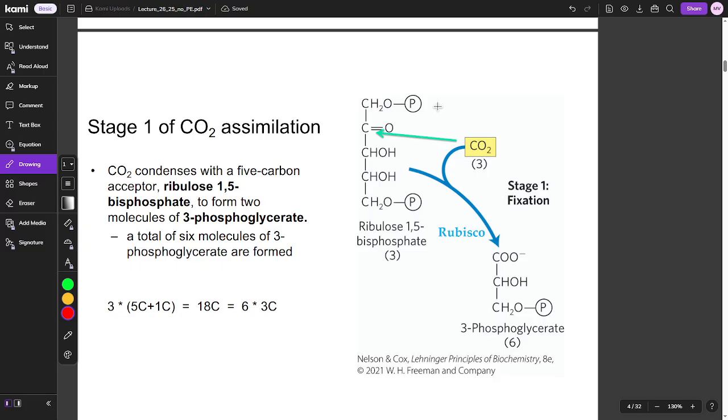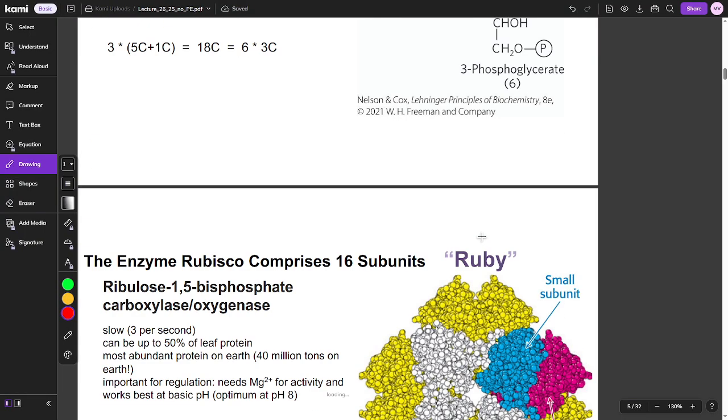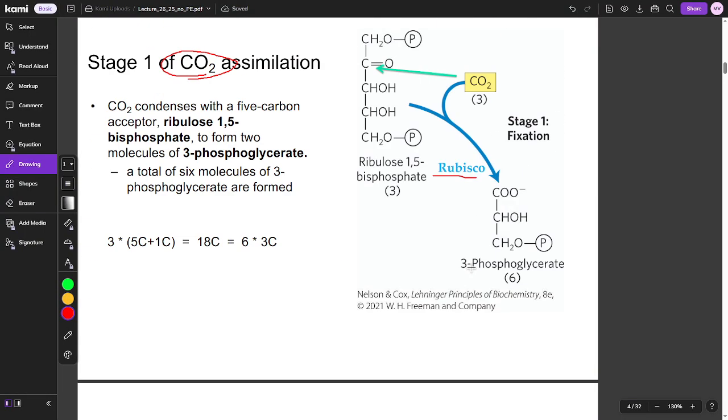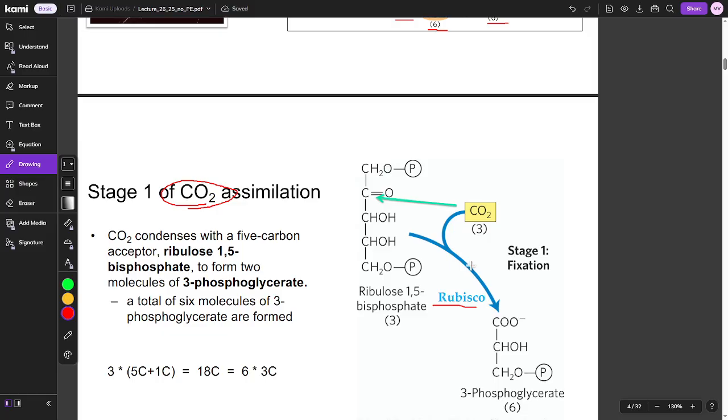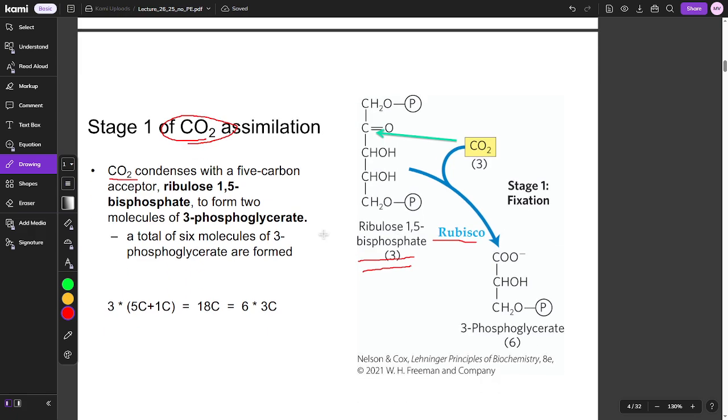We're going to do carbon fixation, so CO2 fixation. Essentially we have our enzyme Rubisco, or Ruby as we call it. What this enzyme does is it takes the CO2 and condenses it with a ribulose 1,5-bisphosphate. So it combines it, and when we combine it, we also end up splitting it. We have this sort of aldolase activity where we split it in half and make 2 3-phosphoglycerates.